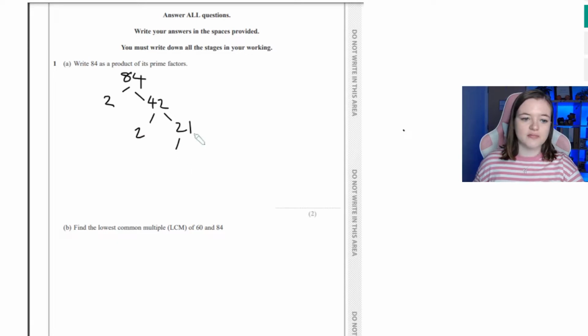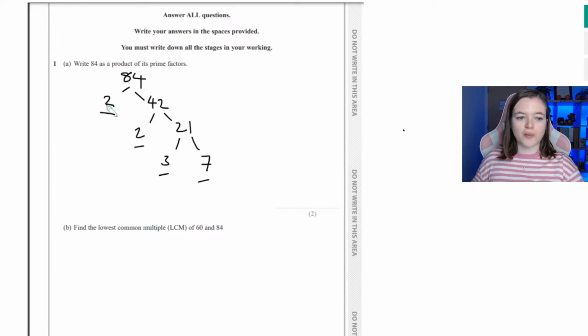And then divide this one by 3, so that's 3 and 7. We need to make sure that everything on our branches are prime. So we've got 2, 2, 3, 7, and they're all prime. Prime just means that it only divides by 1 and itself. So like 2, the only numbers going into 2 are 1 and 2. So that's prime. 7, the only numbers going into 7 are 1 and 7. So that's also prime. So all these numbers are prime.